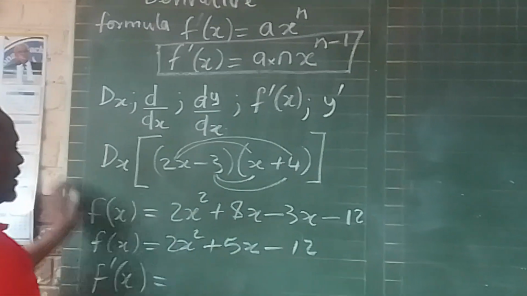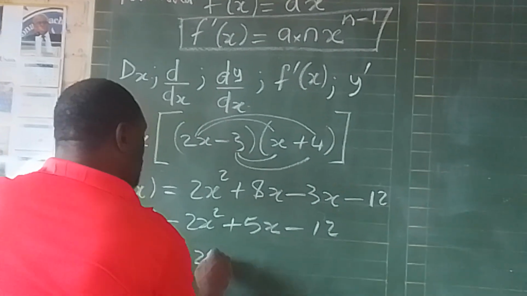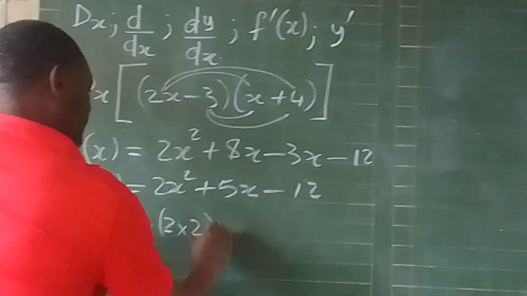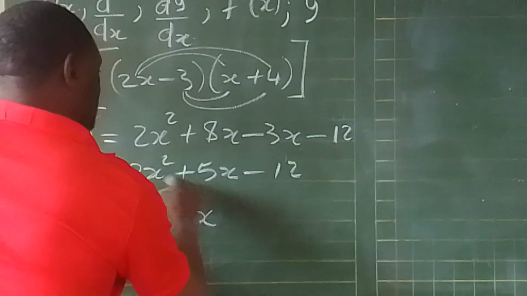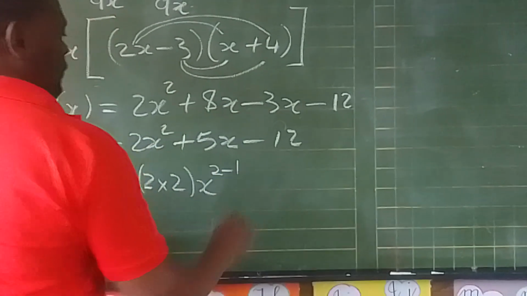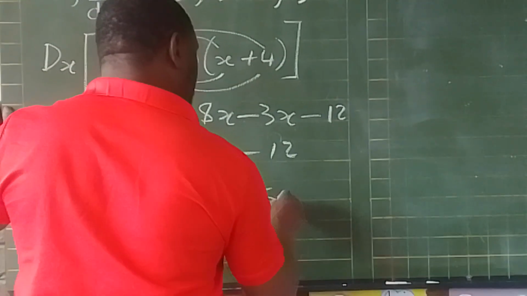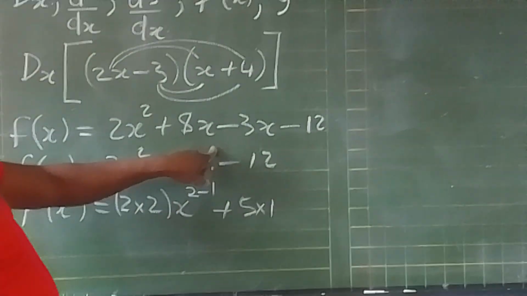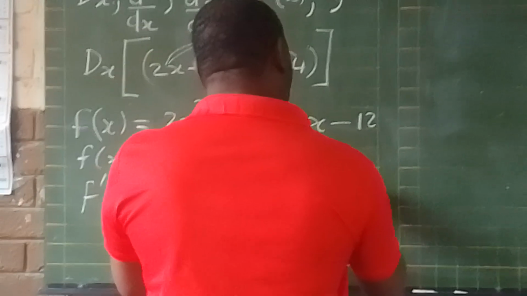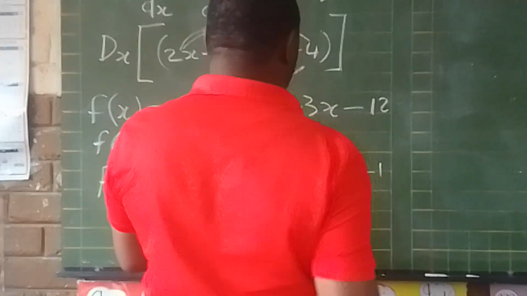So we come and do that. What is your a? It's 2. Multiply that 2 by n, then x to the power 2 minus 1, plus 5 times 1. You have a 1 here. So you say x to the power 1 minus 1.